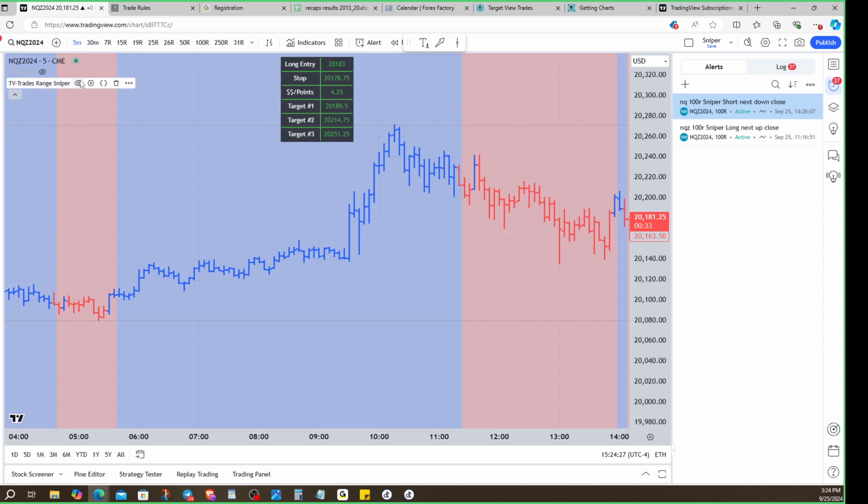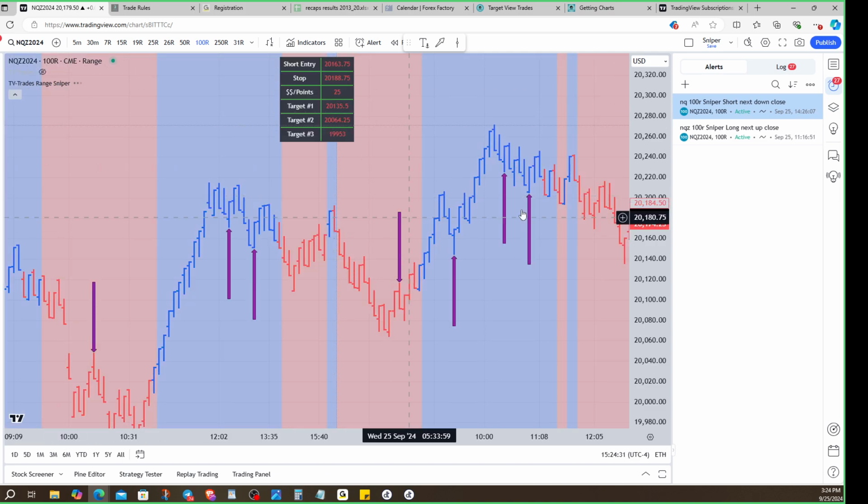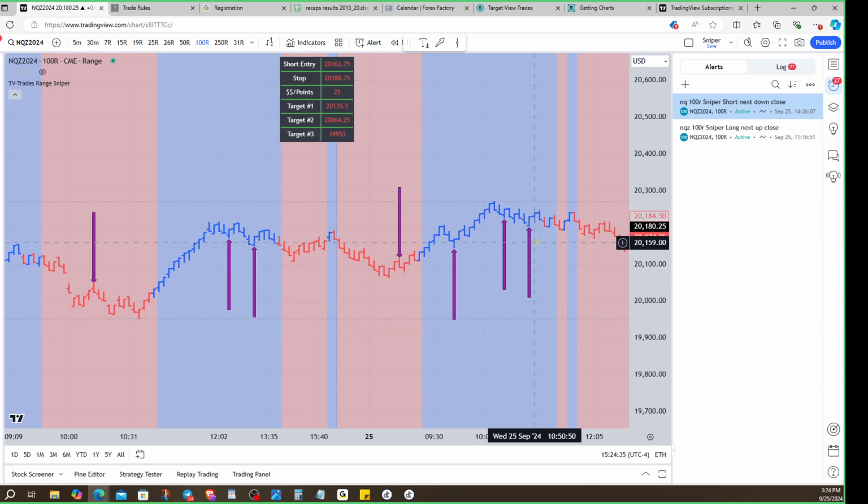Well, the range sniper you can't do on that. You can do the range sniper on larger time frames, but they have to be range bars. Okay, they have to be range bars, but you can still do it on a larger time frame.